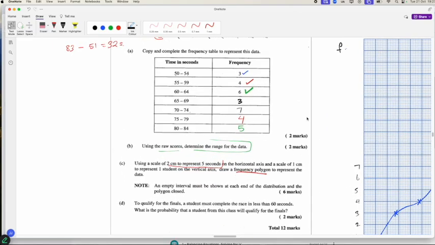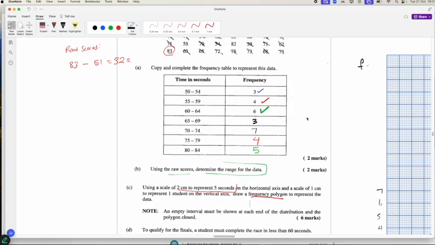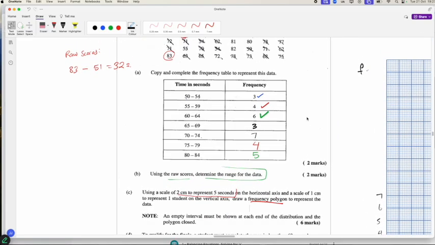This is an example of a question where they didn't tell you about your midpoint. So you had to find the midpoint for each one of these, because we can't plot frequency again. So let's find the midpoints now. Let me call the midpoint X. Where's the midpoint for this one? That'll be 49.5 plus 54.5 divided by 2, which is 52.